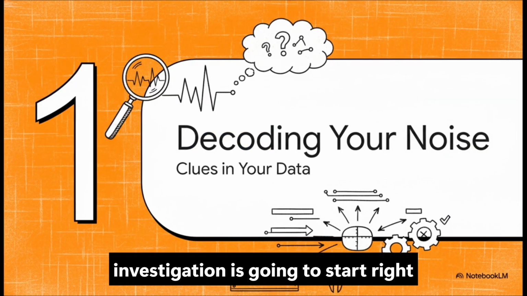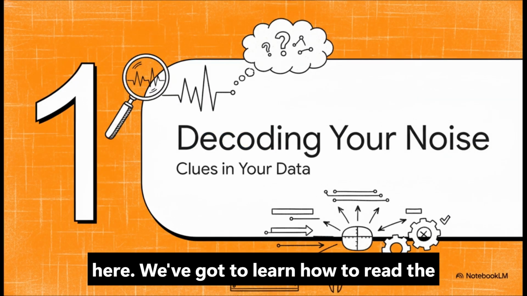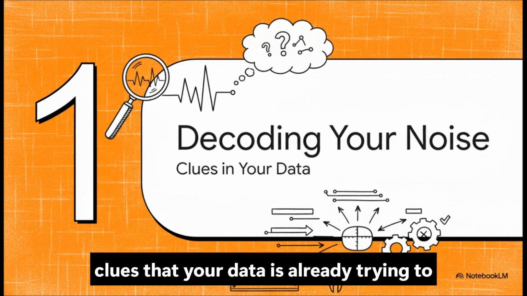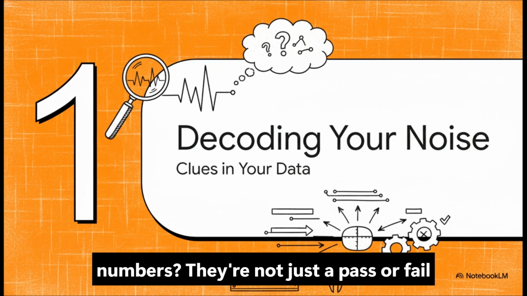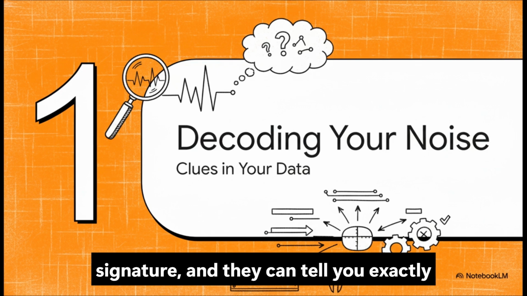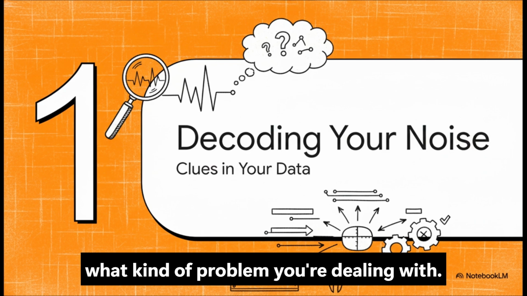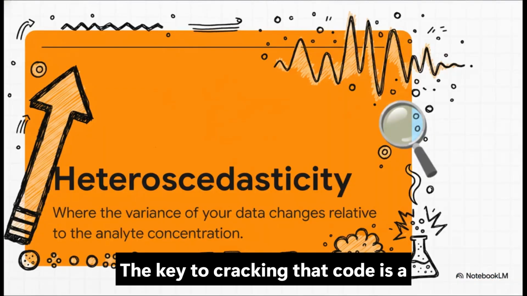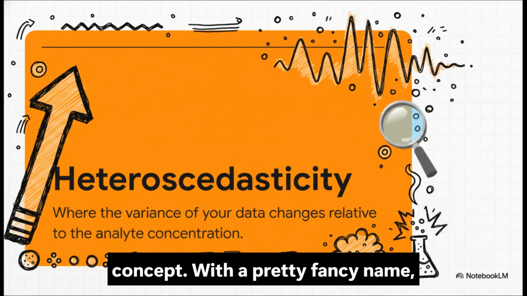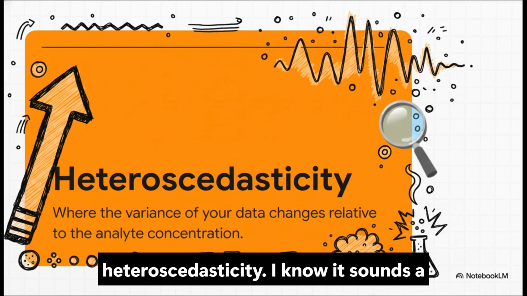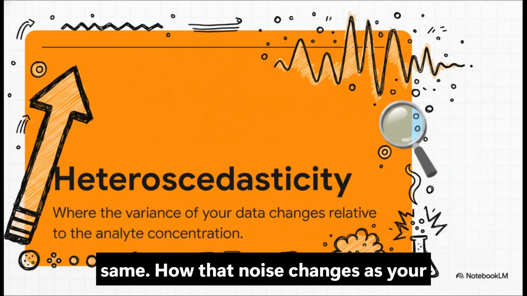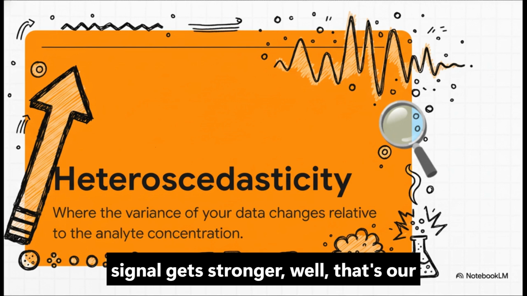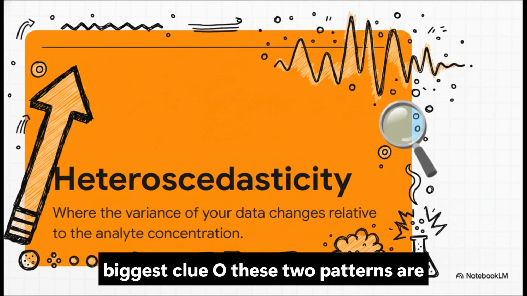Okay, so our investigation is going to start right here. We've got to learn how to read the clues that your data is already trying to show you. See those percent CV numbers? They're not just a pass or fail grade. They're actually a diagnostic signature, and they can tell you exactly what kind of problem you're dealing with. The key to cracking that code is a concept with a pretty fancy name, heteroscedasticity. I know it sounds a little intimidating, but all it really means is that the noisiness or the variance in your assay isn't always the same. How that noise changes as your signal gets stronger, well, that's our biggest clue.